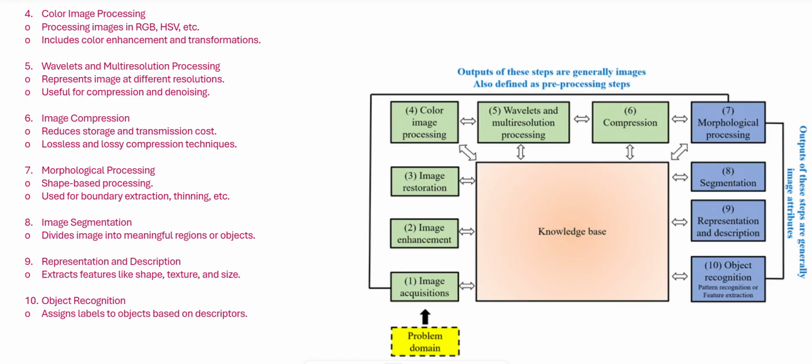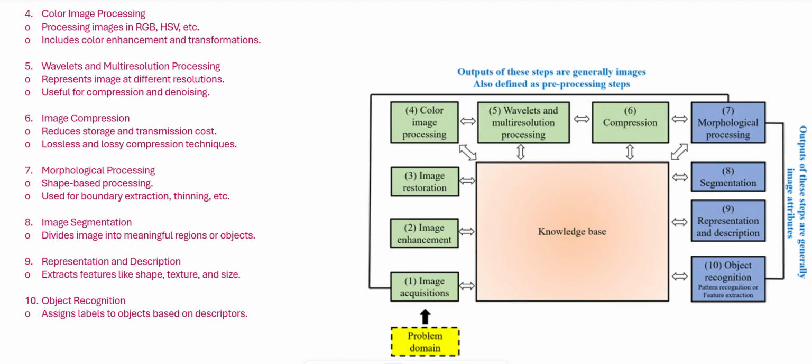Next is morphological processing. Morphology means dealing with the shape of images, to extract image components that deal with the representation and description of the shapes present in the image. This is morphological processing. It is used for boundary extraction, thinning, and thickening.